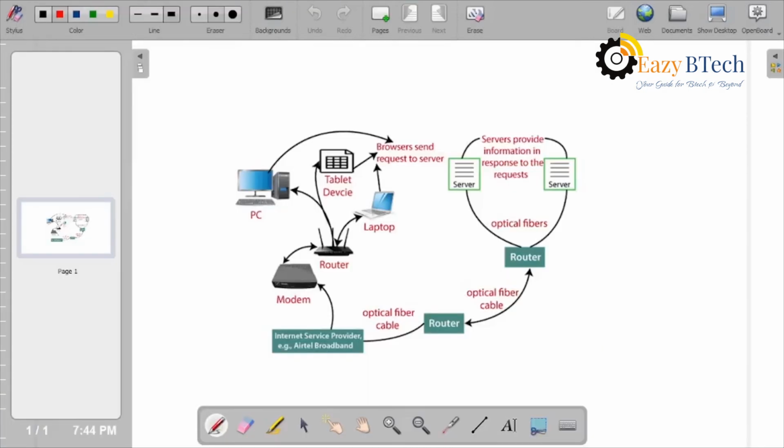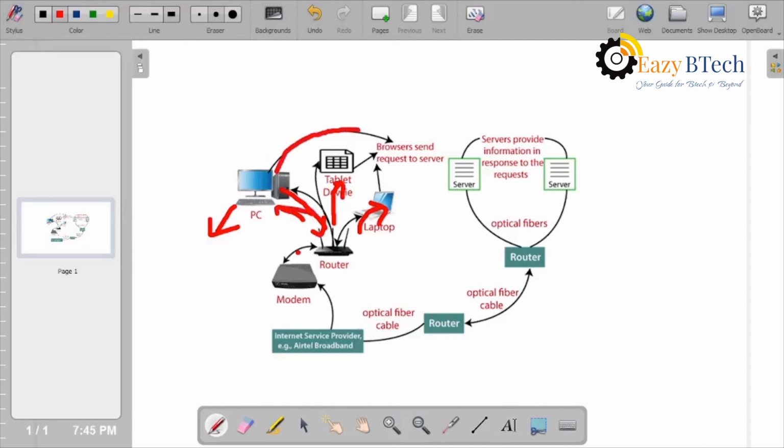See, this is the diagram of how the internet is connected globally. Here we have a PC, and that PC is connected to the router. By that router we are accessing information wirelessly, that is Wi-Fi, which nowadays we are using. From that router we are accessing information on a laptop, a tablet, as well as a PC.